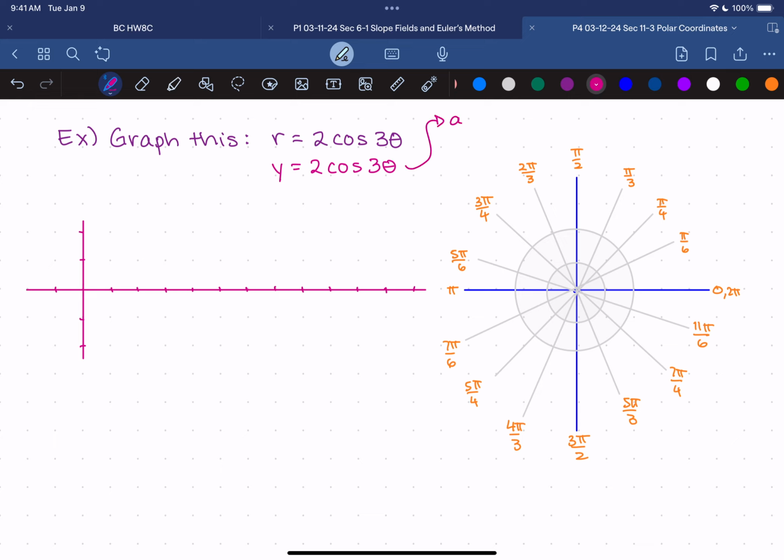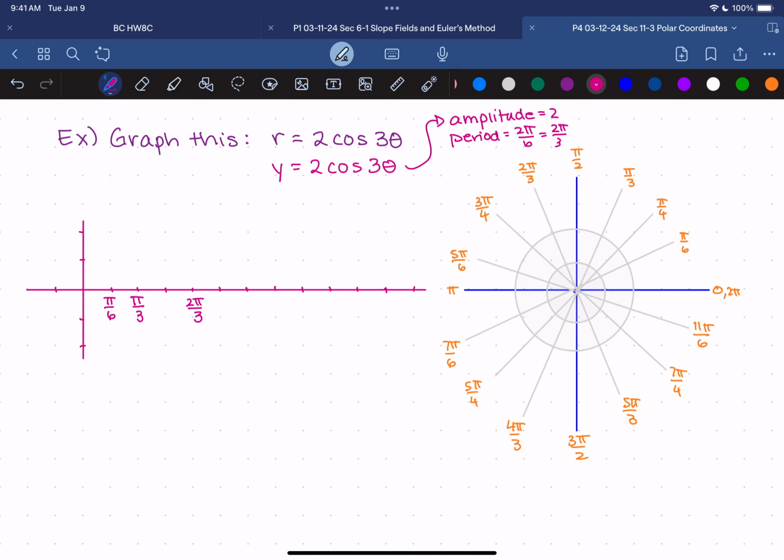this has an amplitude of 2 and a period of 2 pi over b, which is 2 pi over 3. So that means it's going to finish a cycle in 2 pi over 3. So I'm going to go 1, 2, 3, 4 over, and I'm going to label this as 2 pi over 3. So that means halfway is pi over 3, and half of that is pi over 6.